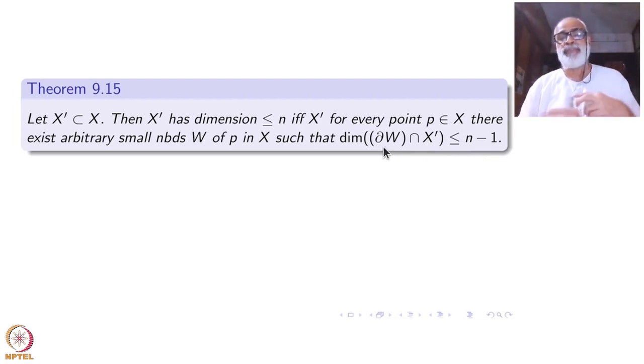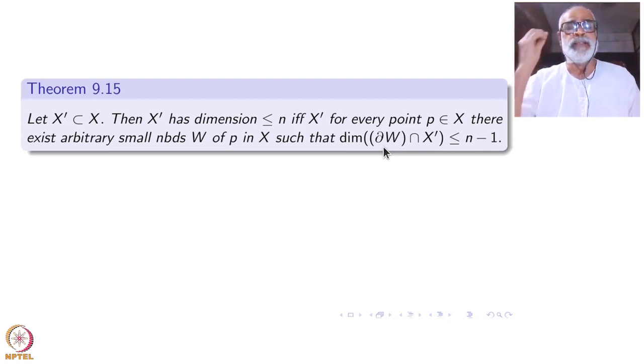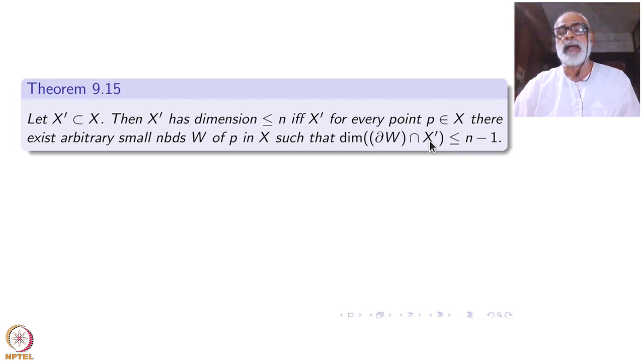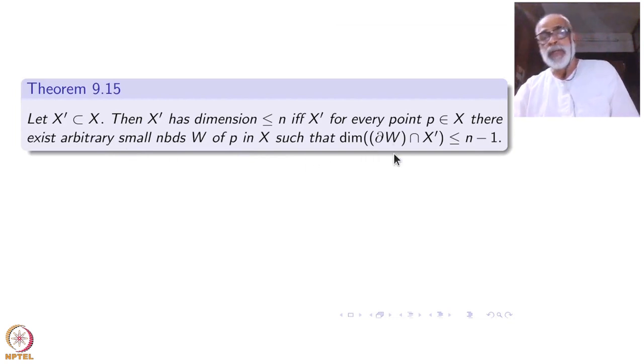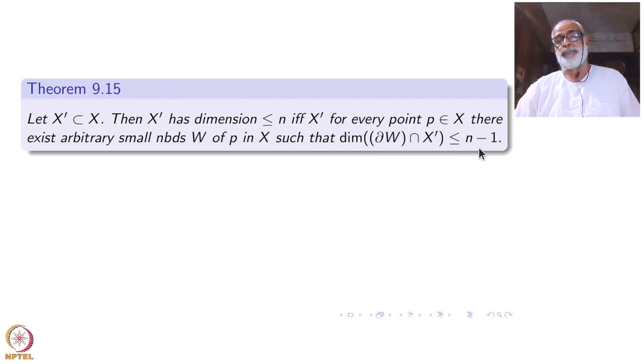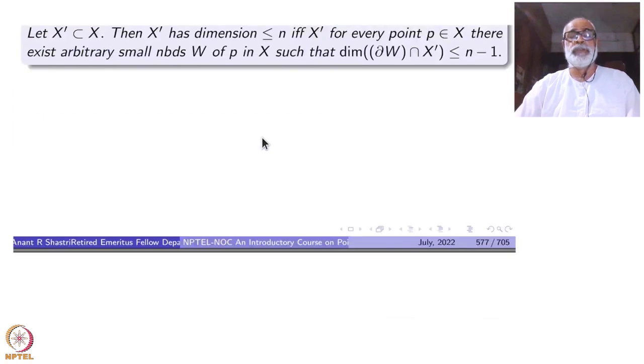Okay, that is as far as you can go. Trying to do everything only in terms of X is not possible. Somewhere you have to involve X', and that is involved only at the last moment. For every point you have an arbitrarily small neighborhood of that point, such that you look at the boundary of that inside X. Now you intersect with X', and the dimension of that must be less than or equal to n minus 1. If you don't worry about going to X at all, inside X' that is true. From that, I have to get a neighborhood W of this point inside X with this property. So that is the gist of the theorem. And the converse is obvious here anyway.